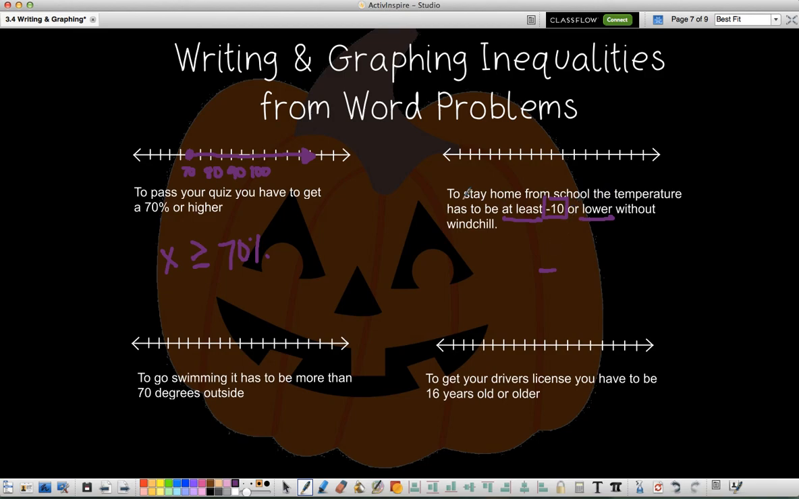So even if we took this out, if we said to stay home from school, the temperature has to be at least -10 degrees without wind chill, even if we took this out, it would mean the same thing. Okay, so I know it has to be less than or equal to -10. So T, my temperature, has to be less than or equal to -10.